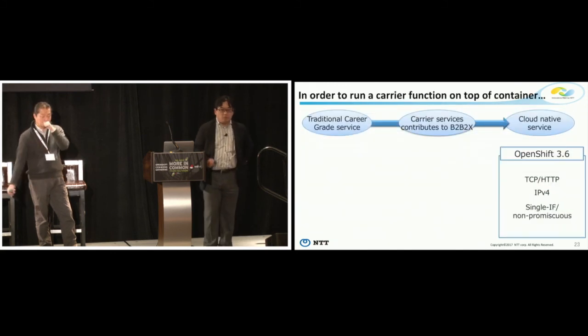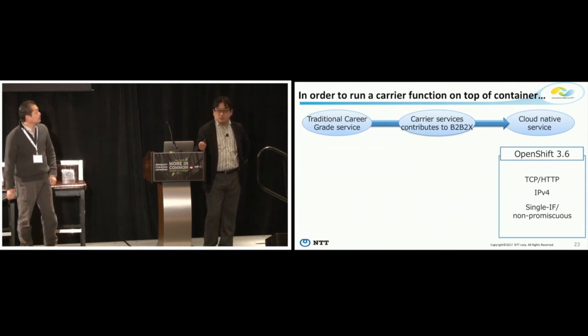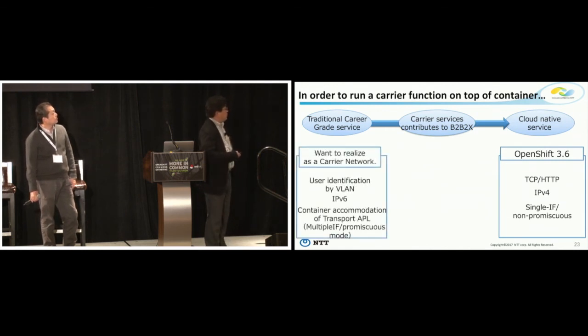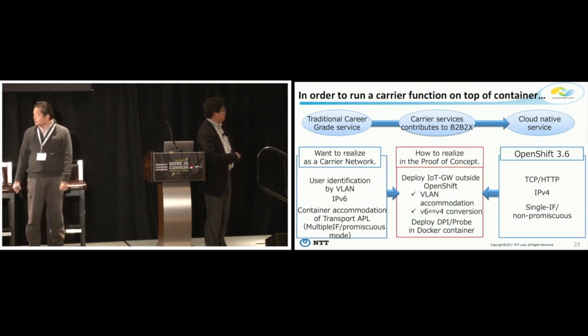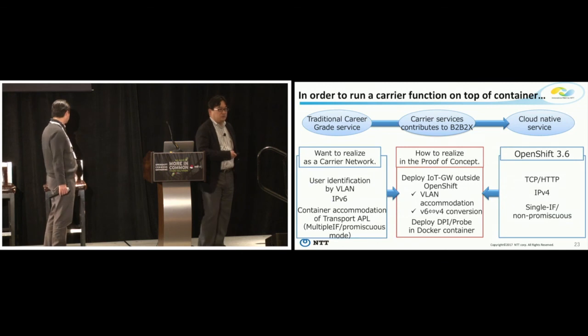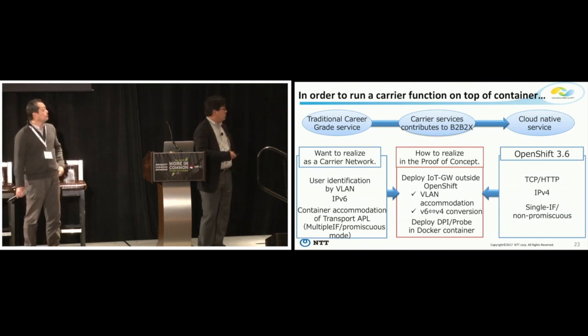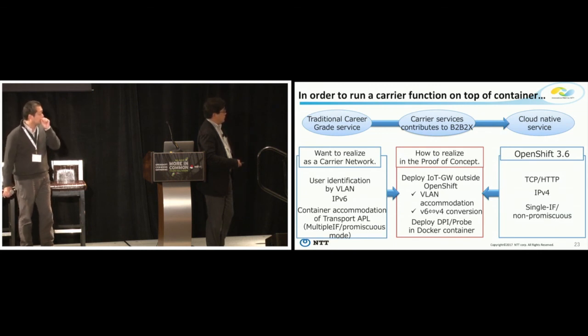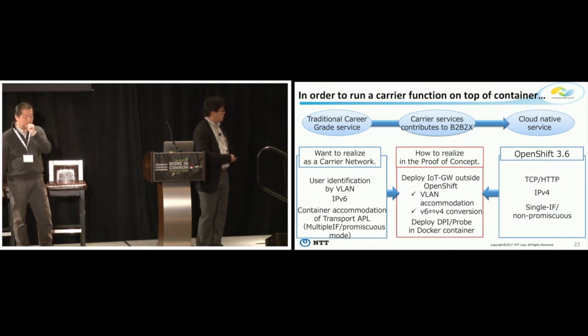And performing the POC, we found that the container is a very strong tool to realize a carrier edge PaaS. But we found that we need a little bit of effort to customize. Because for carrier service, we want to identify users by VLAN, and we want to utilize IPv6. But current OpenShift does not support this feature at this moment. So we deployed the IoT gateway outside OpenShift to accommodate VLAN and V6, V4 convergence.